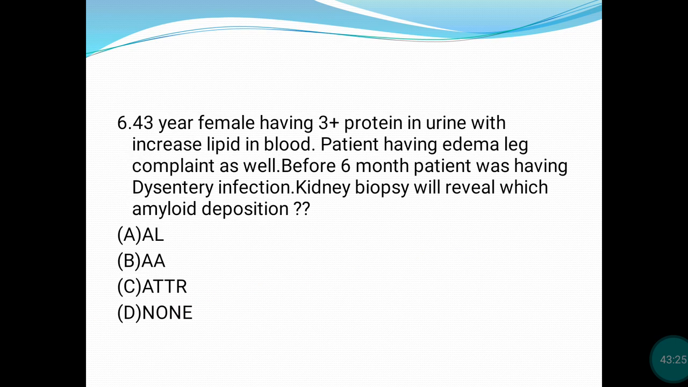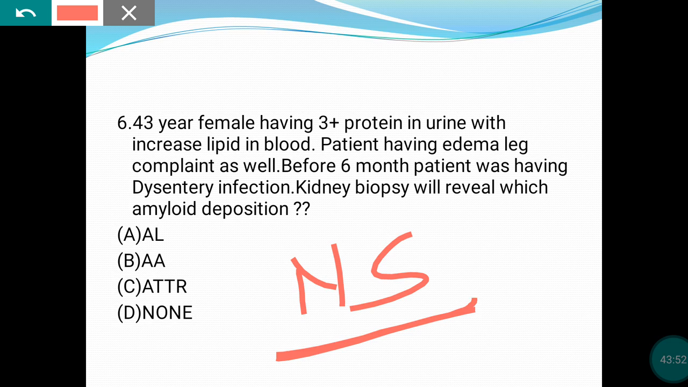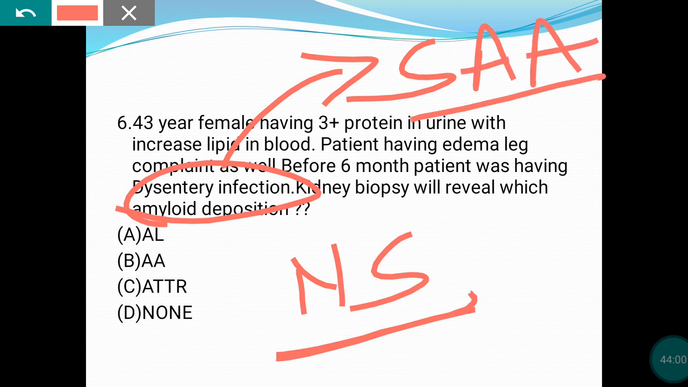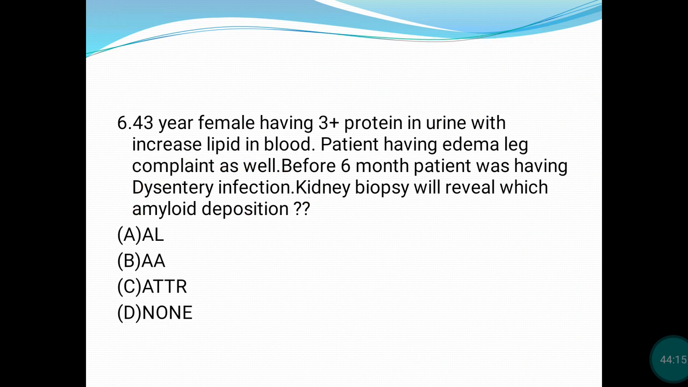Now this is one interesting MCQ. A 43-year-old female patient has 3-plus protein in the urine with increased lipids in the blood. The patient has leg edema, swelling over the feet. Six months ago, she was diagnosed with a dysentery infection. What will the kidney biopsy reveal? Protein in urine and hyperlipidemia are suggestive of nephrotic syndrome, right? And here there is a dysentery infection. Infection can lead to secretion of serum amyloid-associated protein from the liver. It is an acute phase reactant, and it will increase and can lead to secondary amyloidosis, which can lead to nephrotic syndrome. So the answer is AA, secondary amyloidosis.